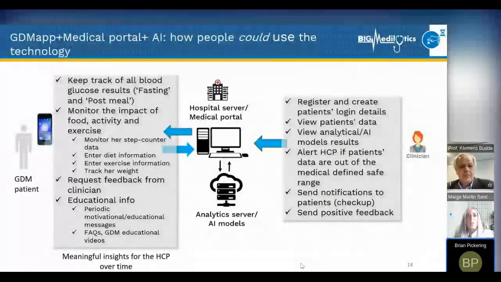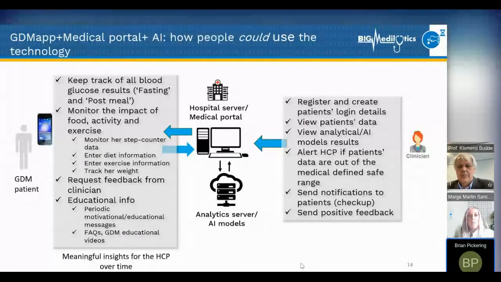So how people can use the technology as a whole. The patients can easily, from home or anywhere else, keep track of all the blood glucose results, fasting and also post-meal. They can also monitor the impact of food and also the activity and daily exercise. They can also track their weight, and they can request feedback from the clinician in case they don't feel well or they have some issues with the measurements. And also, as discussed, they can check at any time additional information about GDM.